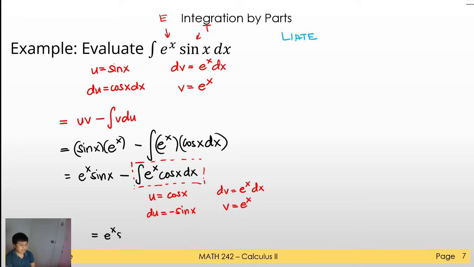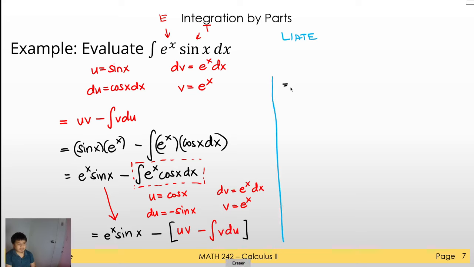So again, this is uv minus the integral of v du. We have e raised to x sine x minus, with u times v: cosine x and e raised to x, so e raised to x cosine x, and then minus the integral of v du. So we have v, e raised to x, and du, sorry, I forgot the dx here, so negative sine x dx, or negative e raised to x sine x dx.